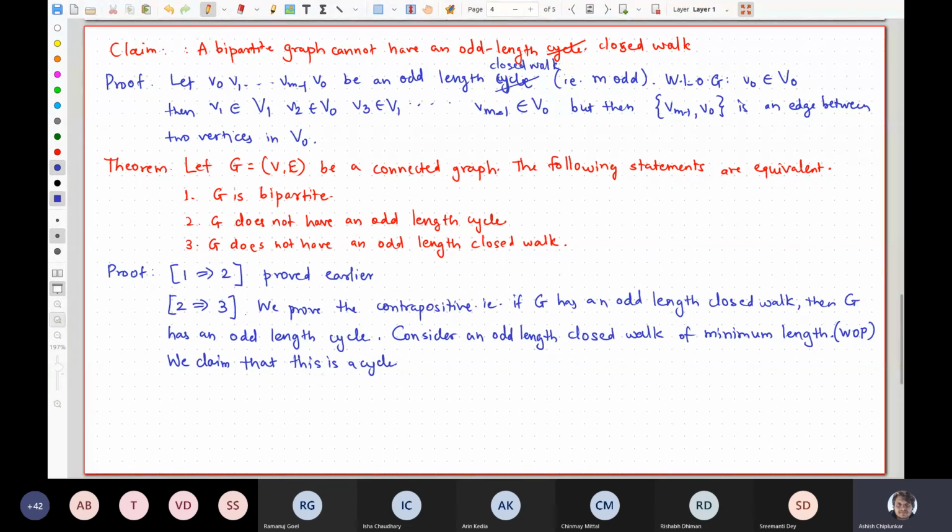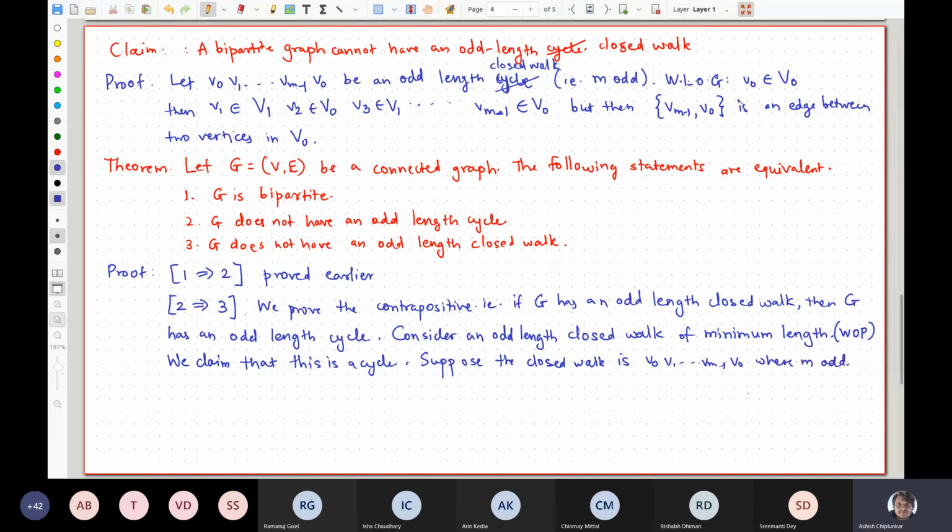So we claim that this is a cycle. Why is this a cycle? Somebody? Chinmay, yes. So like if there are two vertices which are same, and if they have odd. One second, Chinmay, sorry to interrupt you. Let us give this cycle some notation, and then you can use that notation to give your argument. So suppose the closed walk is V0, V1 to Vm minus 1, V0, where m is odd.